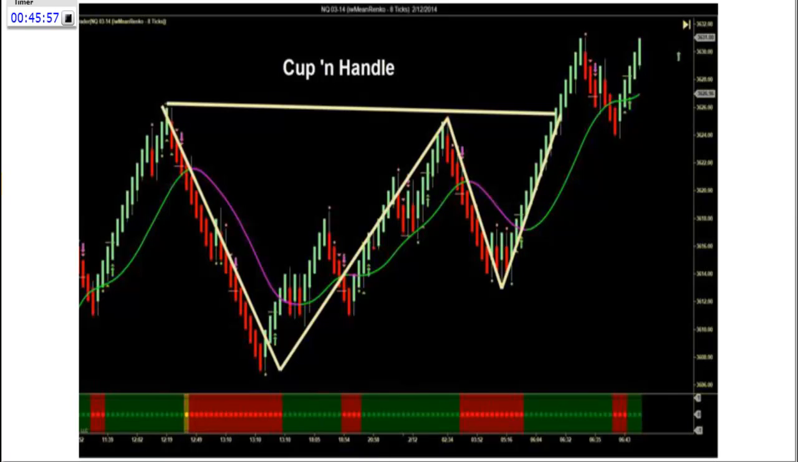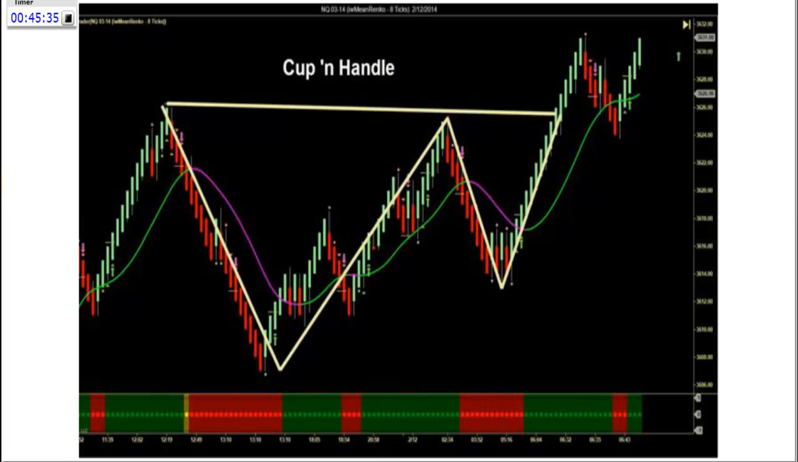Here is a cup and handle style formation. And let's see exactly what's happening here. The market has come down, come back, it's testing the limits, comes back down off of the resistance, and all of a sudden the buyers become more active and they overwhelm the sellers. And the market continues higher.